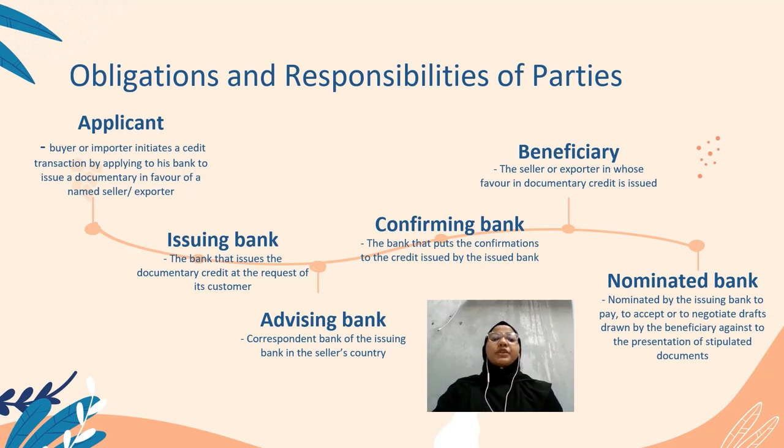Next, for the beneficiary, this is the seller or the exporter in whose favor a documentary credit is issued. He is the person named in the documentary credit to receive payment after he has presented the stipulated documents and complied with all the terms and conditions of the credit.